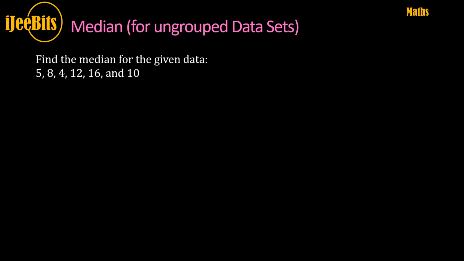Let's try solving this problem. Find the median for a given data set. So what is rule number 1 here? Order. So let's put them in order. 4, 5. What is the next one? 8, 10, 12 and 16. So we arrange them in order.